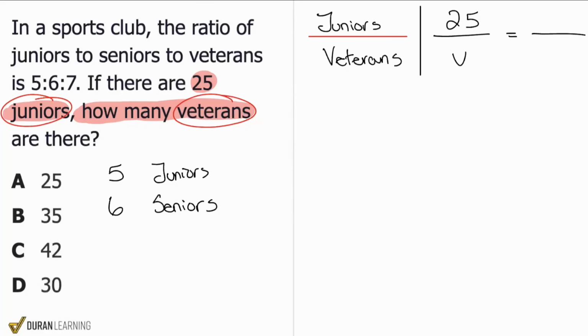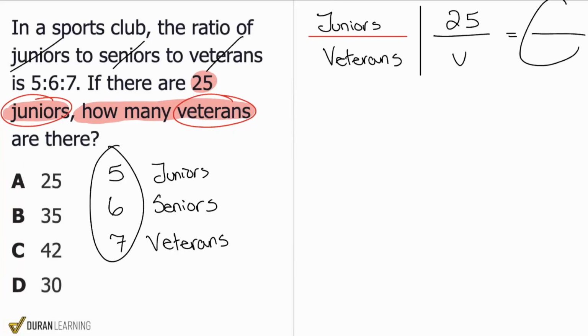And then the last number is 7. What's the last word given? Because we have juniors first, seniors second, veterans third. Exactly. So when we take a look at all of this, do we have the values here that belong up here? Or do we need to do any manipulation? Do we have what we need, or do we need to manipulate? Yeah, we have what we need.